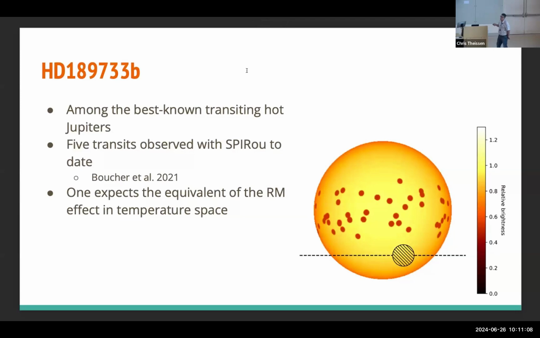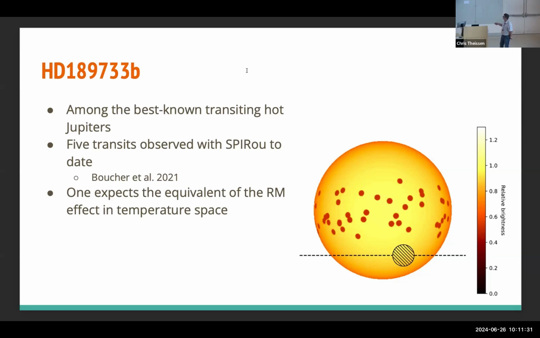HD 189733, it's like the poster child of transiting hot Jupiters. It has been observed with SPIRou many times to do transit spectroscopy. Now we observe something during transit on short time series within hours, basically that is equivalent to the Rossiter-McLaughlin effect in temperature space.